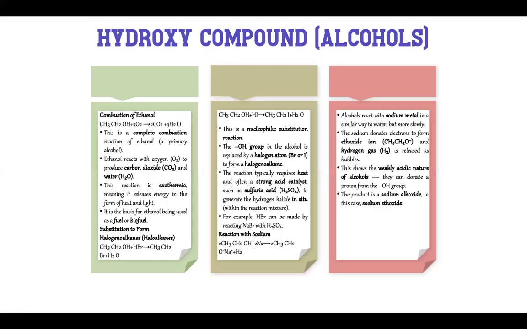For example, HBr can be made by reacting NaBr with H2SO4. And the reaction with sodium, where alcohol reacts with sodium metal in a similar way to water but more slowly. The sodium donates an electron to form an alkoxide ion, and hydrogen gas is released as bubbles. And this shows the weakly acidic nature of alcohol, where they can donate a proton from the -OH group. And this product is a sodium alkoxide, in the case of ethanol, sodium ethoxide.